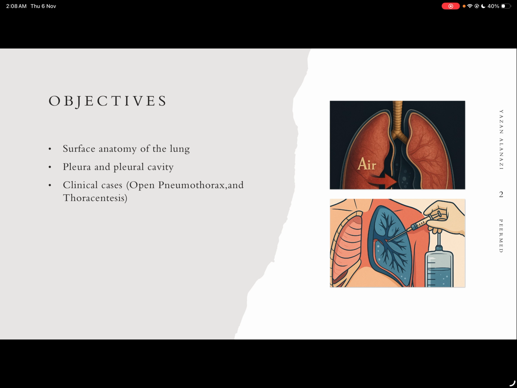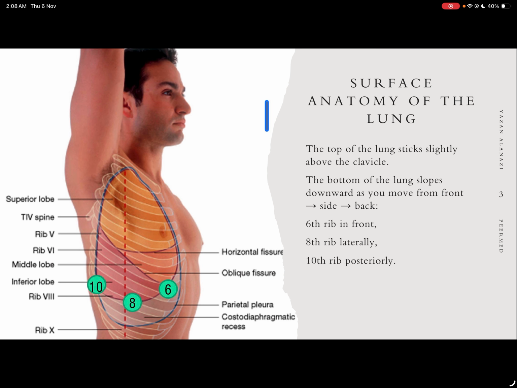Our objectives are very simple. We're going to be discussing the surface anatomy of the lung, the pleura and the pleural cavity, and also some clinical cases regarding open pneumothorax and thoracentesis. Okay, let's start from a basic knowledge.